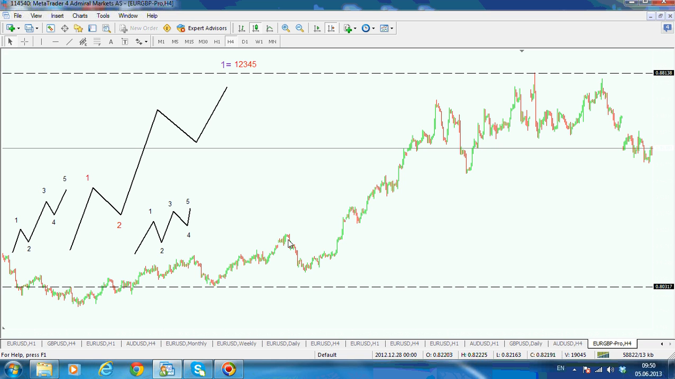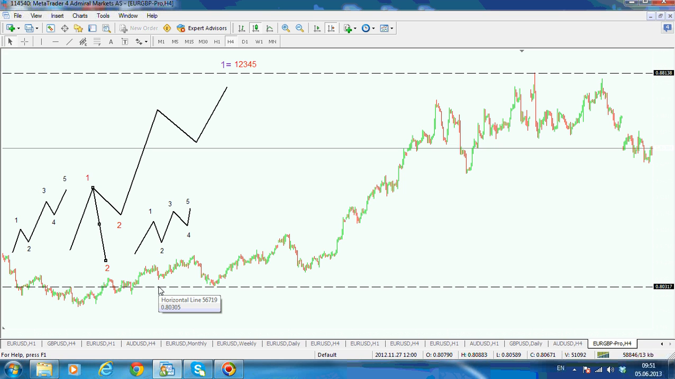Here I will try to explain the rationale and the thinking behind those rules. Now, the second wave cannot retrace more than the first wave. If this is the first wave read to the upside, then it is forbidden for the second wave to retrace beyond the beginning point of the first wave. So if you count something like this, 1, 2, that is forbidden.